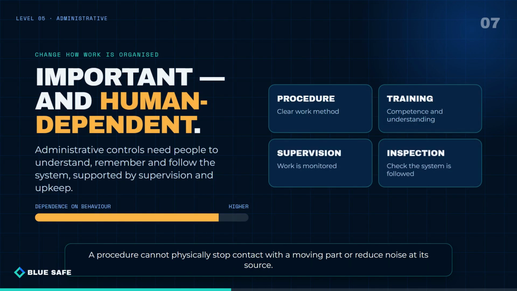Administrative controls change the way people organize and perform the work. They can include procedures, training, supervision, warning signs, inspections, maintenance schedules, and limits on the time a person is exposed. These controls can be important, but they depend on people understanding, remembering, and following them. They also need active supervision and upkeep. A procedure cannot physically stop contact with a moving part or reduce noise at its source.